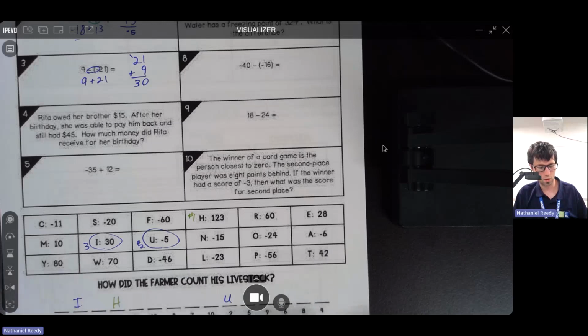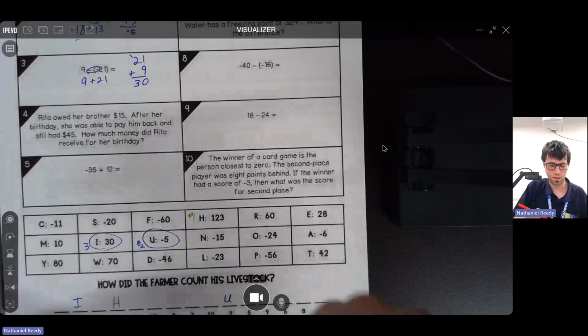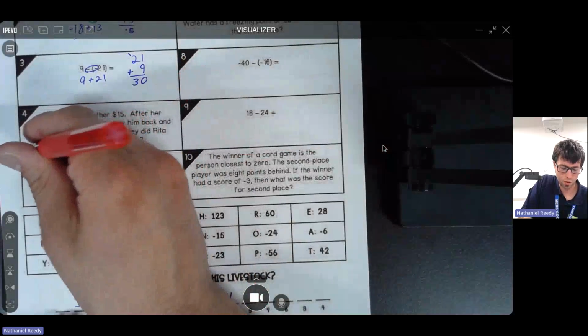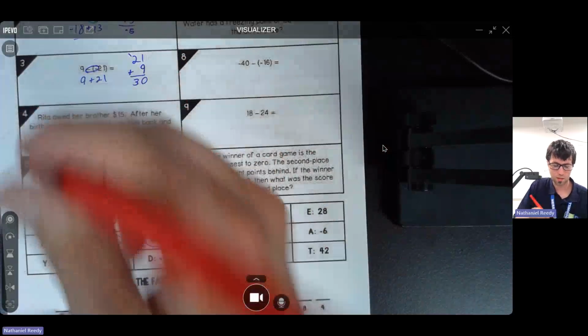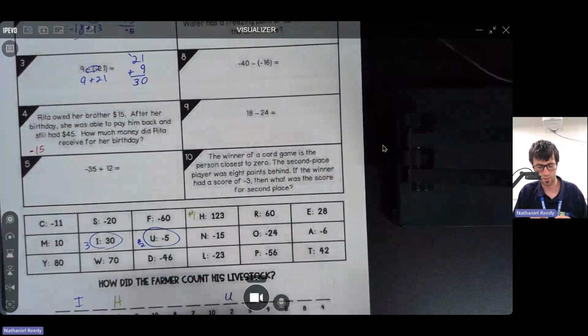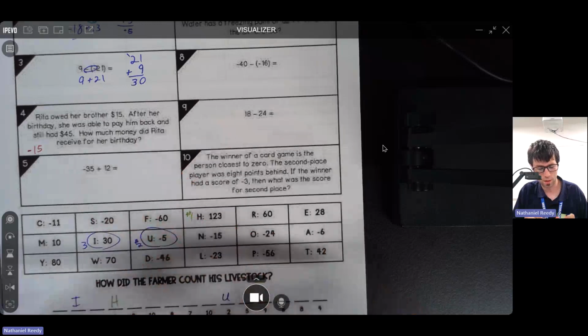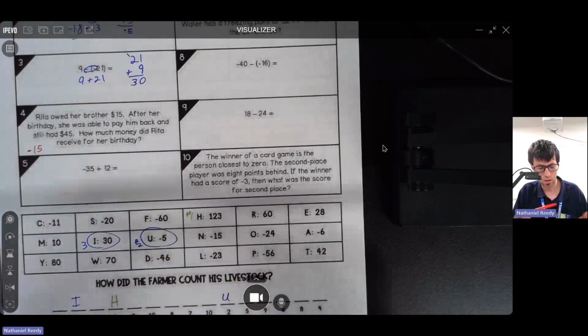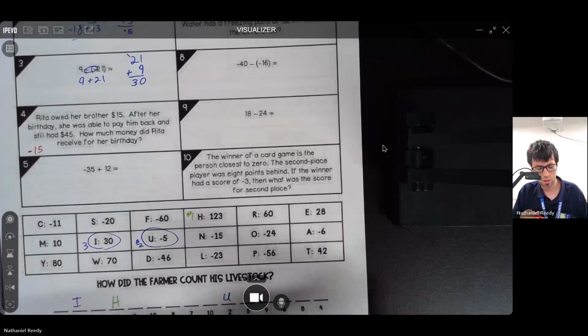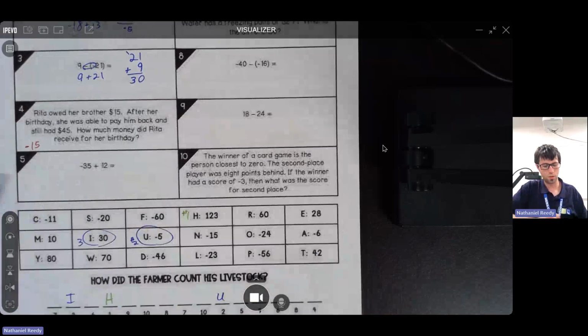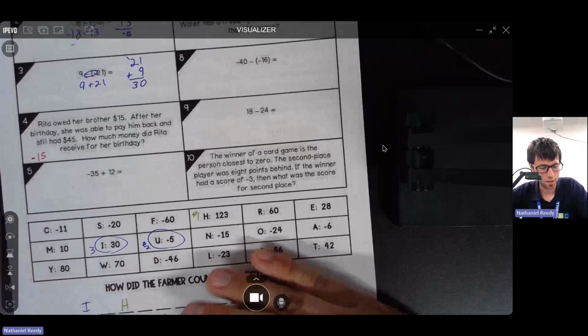So, okay, so Rita owed her brother $15. Let's just make that like a negative because she owes money. So that's a bad balance, negative 15. She was able to pay him back after she still had $45. So I go, okay, so she received some money for her birthday. So the question is, how much was she able to give back to her brother? Okay, so how should we set this up? Let me think about this one. It's a little bit harder.